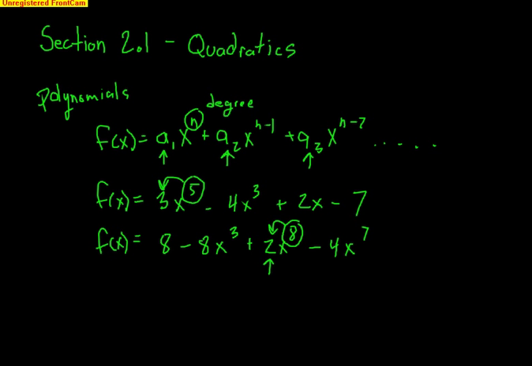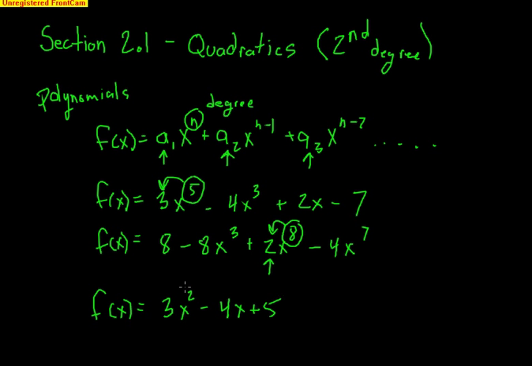Well, this first section, 2.1, is only over quadratic polynomials. Quadratic polynomials are special polynomials that are second degree. So none of these examples right here are quadratics. Quadratics have to have a second degree, which means the highest exponent is a 2. So one like this, 3x squared minus 4x plus 5, would be considered a quadratic because the highest exponent is a 2. And the leading coefficient would, of course, be the 3.